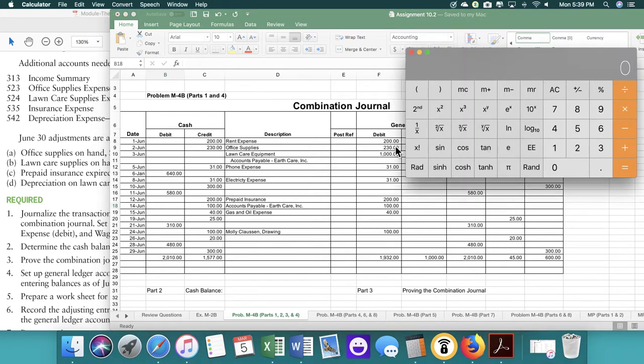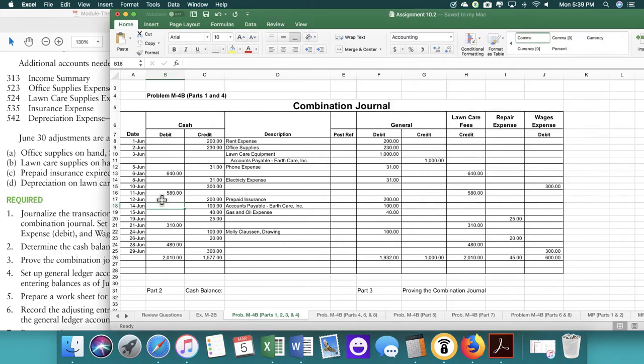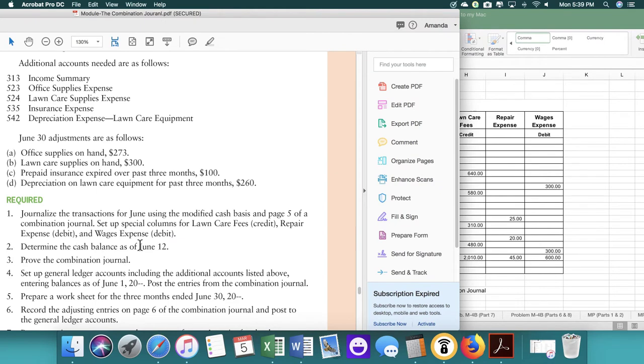So we have 640 plus 580 gives us 1220. So on the 14th, we're going to want to put 1220, but we need to make it as small as possible because it's not part of the actual transactions. It's just we're totaling the amount like it asks us to do. So that's part 2.